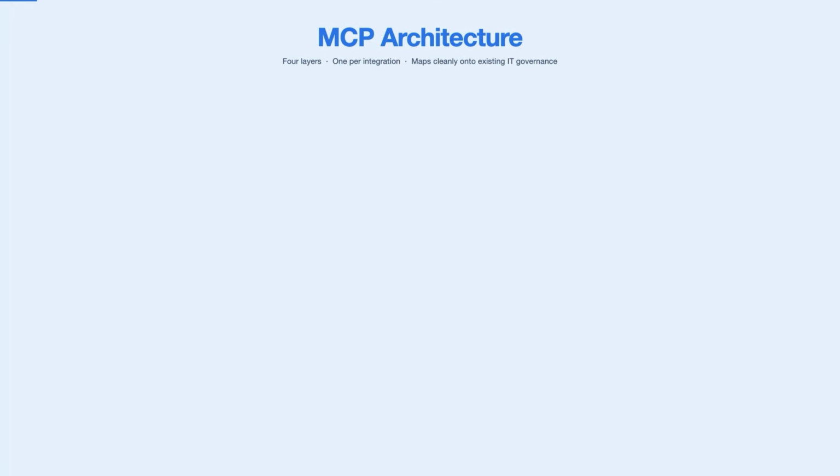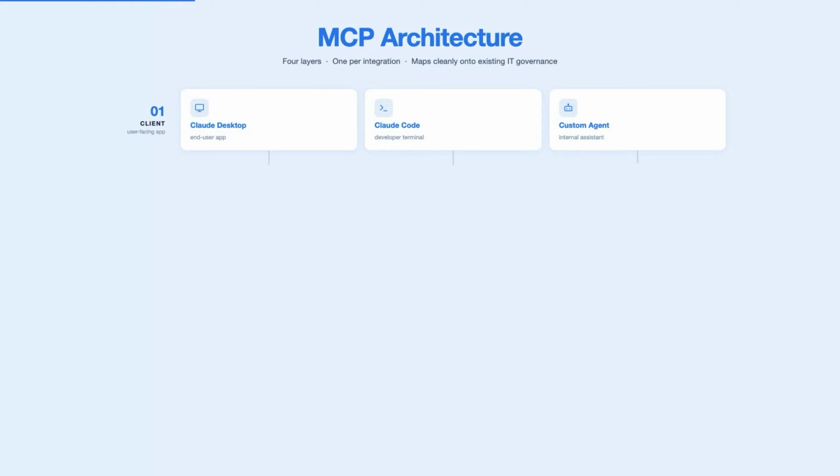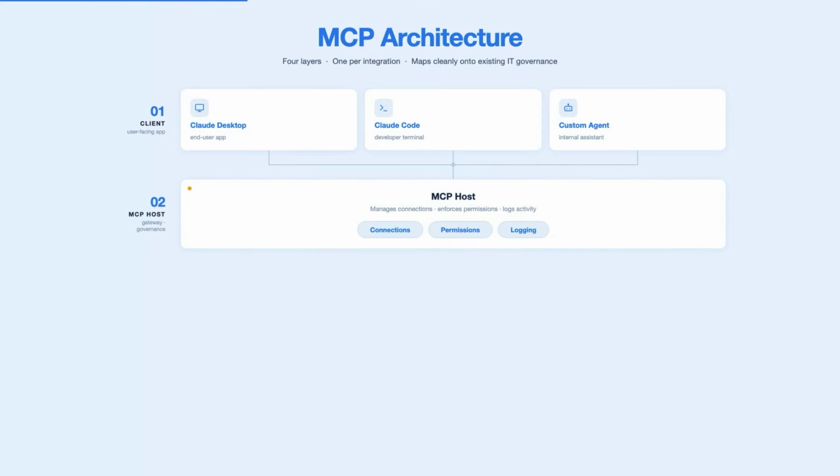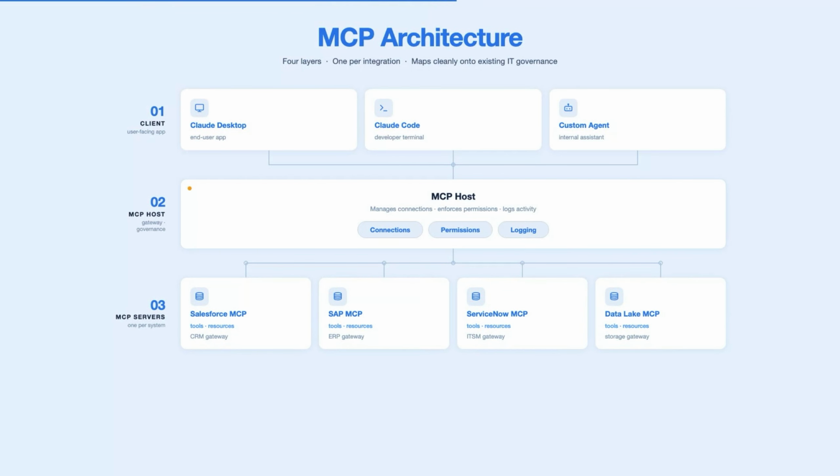Here is how the architecture works. 4 layers top to bottom. At the top, the client. That is whatever the user interacts with. Claude Desktop, Claude Code in a developer's terminal, or a custom agent in your own product. Below that, the MCP host. This is the gateway layer. It manages connections, enforces permissions, and logs all activity.